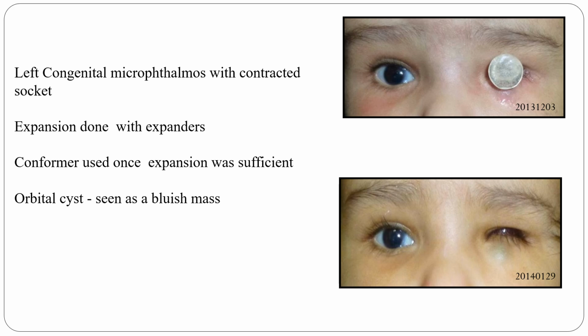Left congenital microphthalmos with contracted socket. Expansion is done with expanders. A conformer is used once expansion is sufficient. The orbital cyst is seen as a bluish mass.